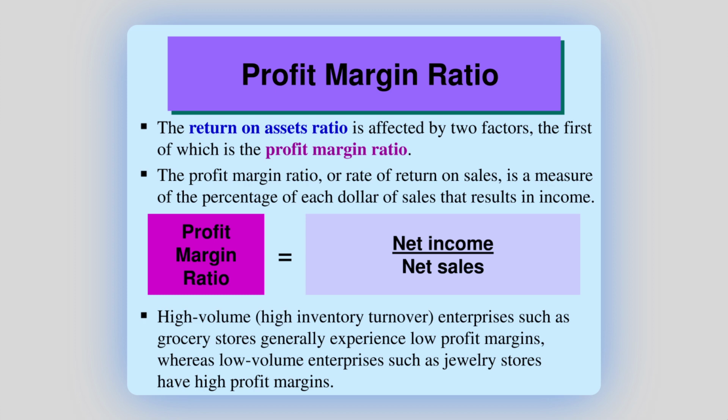High volume enterprises such as grocery stores generally experience low profit margin. Okay? Kasi ang dami, no? Whereas the low volume enterprises like jewelry have high profit margin.